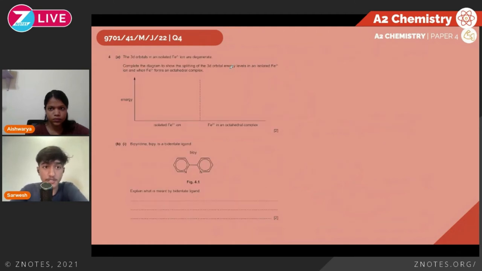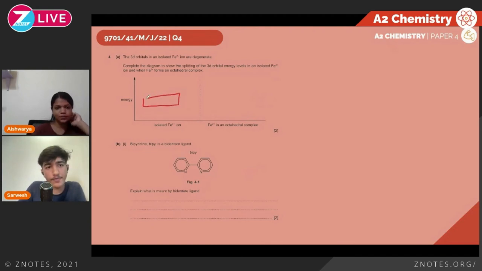The 3d orbitals in an isolated Fe2+ ion are degenerate. Complete the diagram to show the splitting of 3d orbital energy levels in an isolated Fe2+ ion and when Fe2+ forms an octahedral complex. Okay, so over here, your 3d orbitals: 1, 2, 3, 4, 5. Okay, 5 of them are in the same energy level.